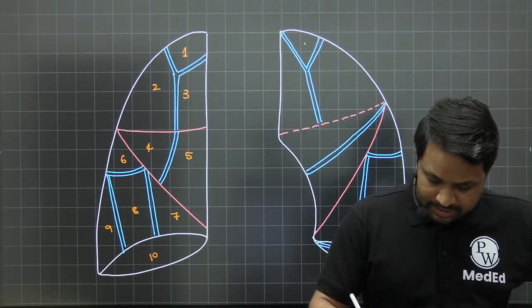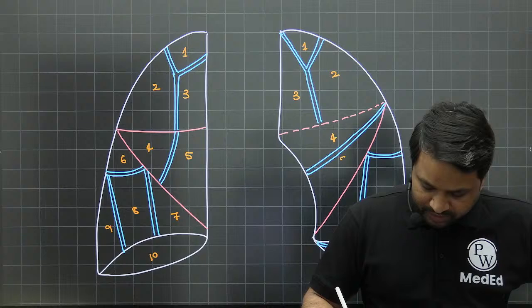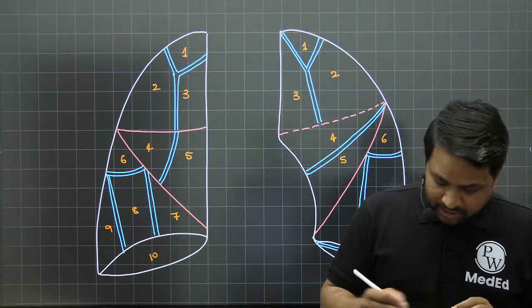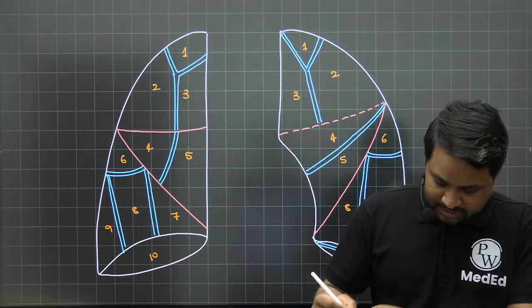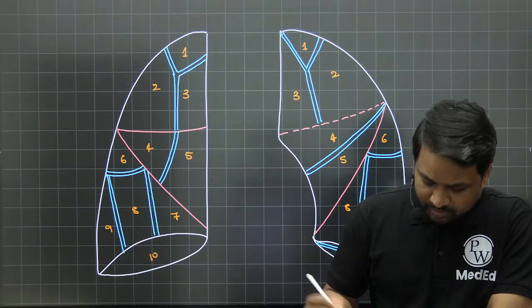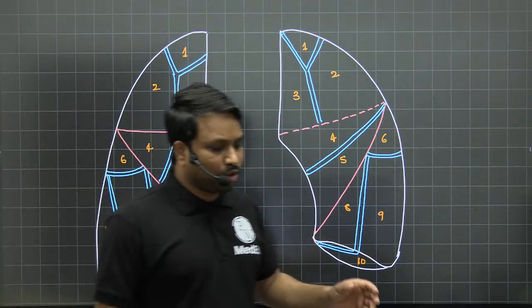Same thing here, segment 1 is here, 2 is going to be posterior, 3 anterior, 4 superior, 5 inferior, 6 is going to be here. 7 does not exist. So this becomes 8, this becomes 9, and the lower one becomes 10. As simple as that. Nothing spectacular about it. These are all your bronchopulmonary segments.